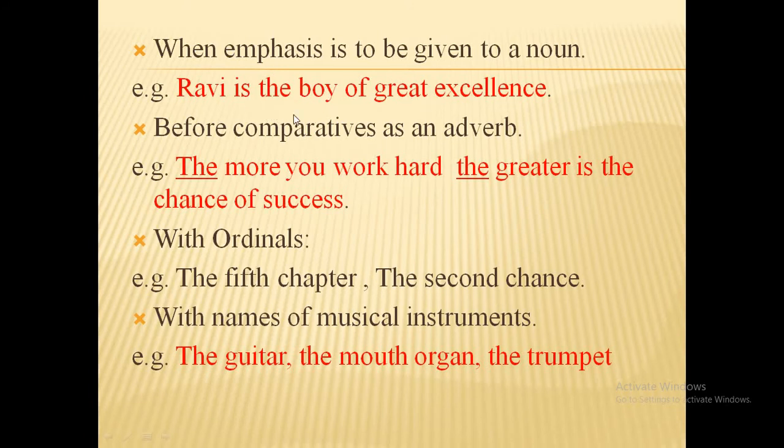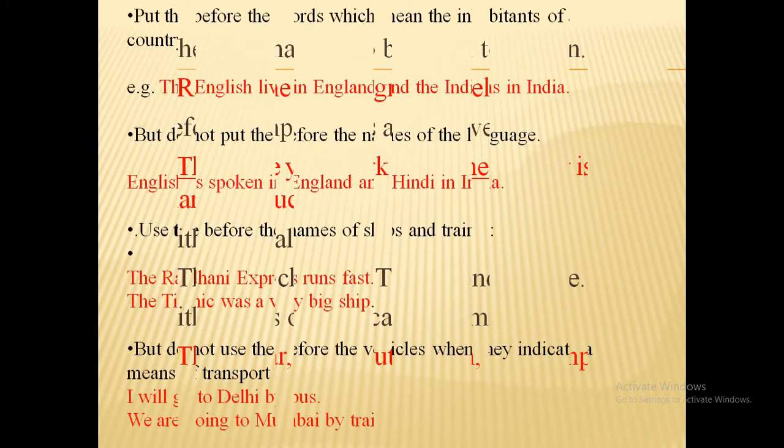That means he is the boy who possesses great excellence in work. We should use the before a comparative as an adverb. That means the more you work hard, the greater is the chance of success. And we should use the definite article the with ordinals, as in the 5th chapter, the 2nd chance, the 4th position. With the names of musical instruments also we use it, as in the guitar, the mouth organ, the trumpet, the bass drum. So these are some of the uses of the definite article the.